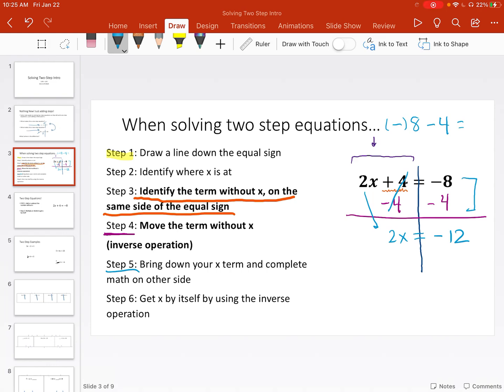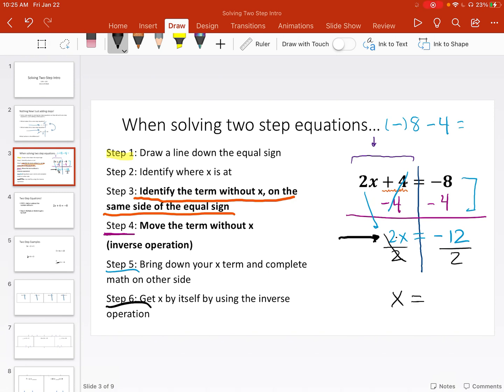That was step 5. And last but not least, step 6. We've turned this basically into a one-step problem. You guys have solved problems that look exactly like this, where we have a term and an x on one side and a number on the other. In this case, my 2 and my x are right up next to each other. I know that means multiply. The opposite of multiply is going to be divide. So I'm going to divide both sides by 2. Those will cancel.